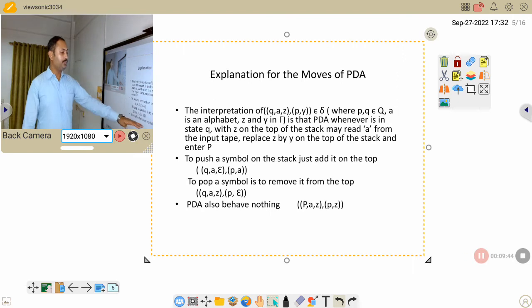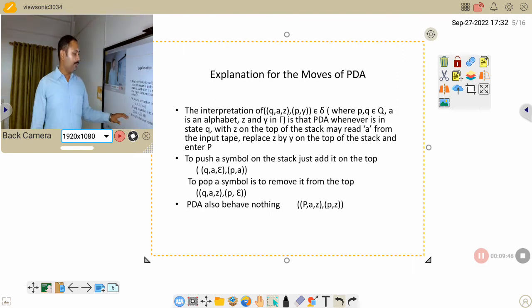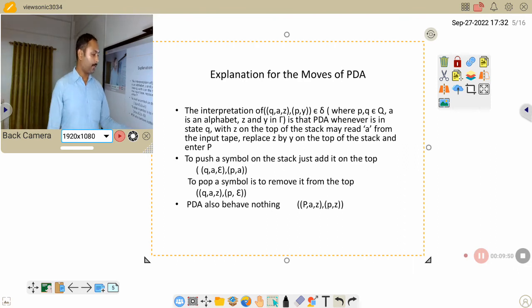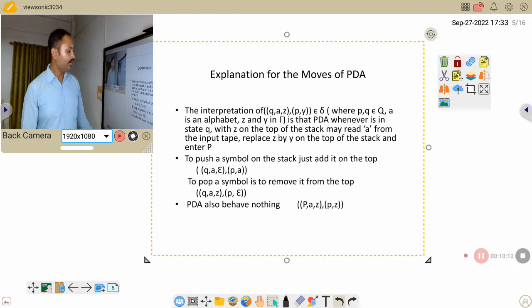And the last movement is very much important. PDA can do nothing. How? See, this is our current state, this is the inputted symbol. After accepting an inputted symbol A, it will do nothing. Means Z again remains Z. Z is the notation of the top of the stack, so Z will remain Z again. So these are the special movements of PDA.